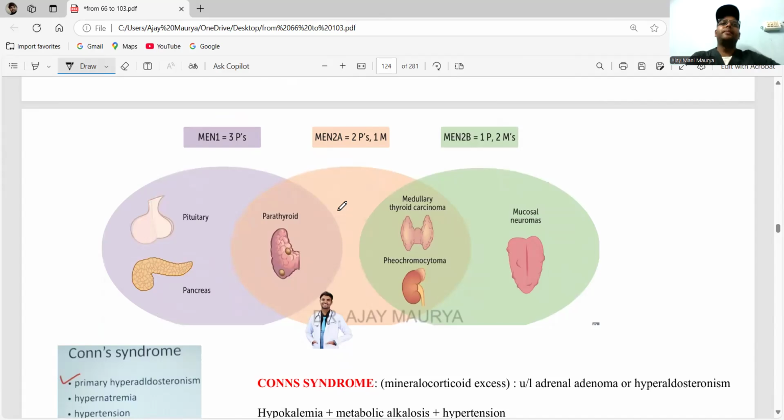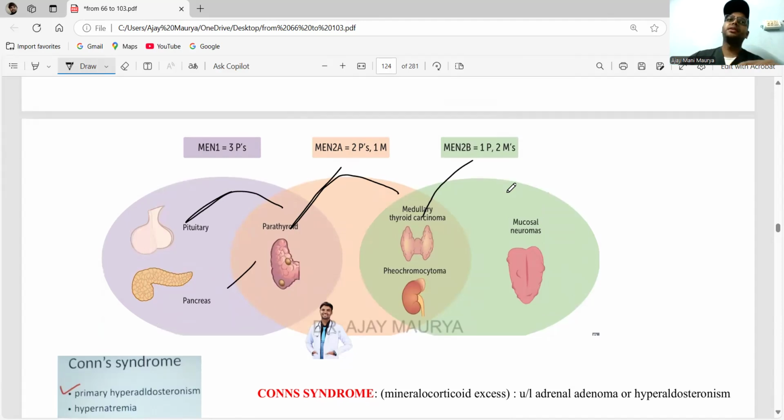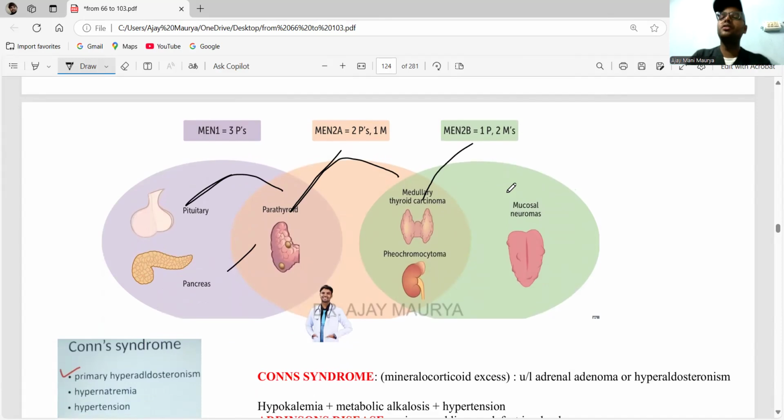Remember MEN 1, MEN 2A, MEN 2B. MEN 1: these three, pituitary, parathyroid, and pancreas, will come. And what are in MEN 2A? Parathyroid, medullary thyroid carcinoma, pheochromocytoma. MEN 2B: medullary thyroid carcinoma, pheochromocytoma, and mucosal neuromas. Remember these are MEN 1, MEN 2A, MEN 2B.